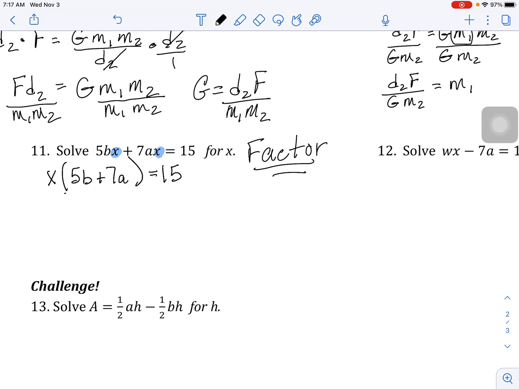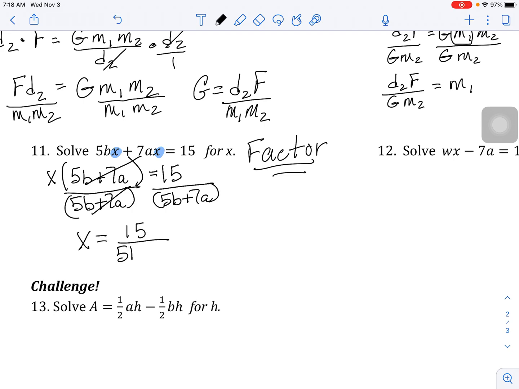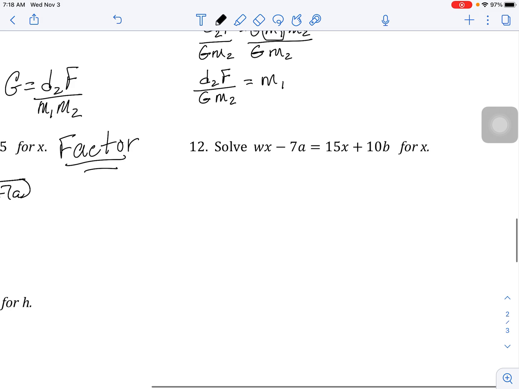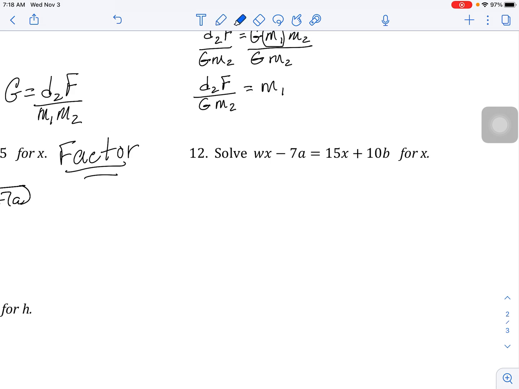Now to solve for x, all I have to do is divide by the whole expression, 5b plus 7a. Because watch what happens. This whole thing divides with this whole thing. And x equals 15 over 5b plus 7a. You can leave the parentheses or you can drop them. Okay, one more showing this idea of factoring.